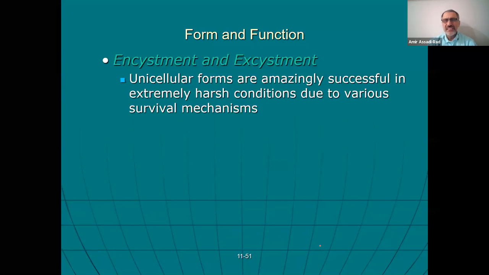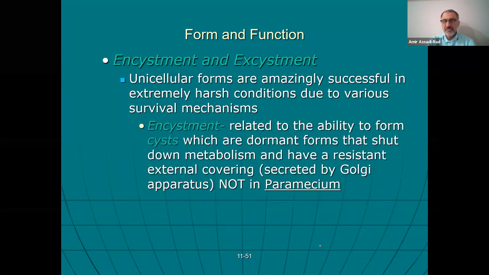Unicellular forms are amazingly successful in extremely harsh conditions due to various survival mechanisms, and encystment is related to the ability to form cysts, which are dormant forms, okay. When they form a cyst, it's dormant. It means they do not multiply. They do not do much metabolism. They're just very dormant, almost, do not use that during an exam or quiz, almost like hibernation, okay? But it's not hibernation. You're talking about single-celled organisms, okay? That's why they give it the term encystment, or forming a cyst. So they become dormant, shut down metabolism, and have resistance from an external covering secreted by the Golgi apparatus.